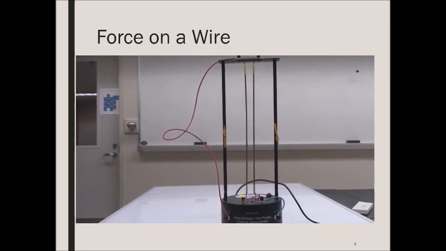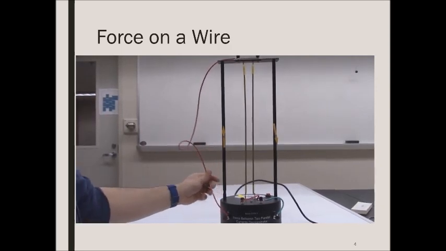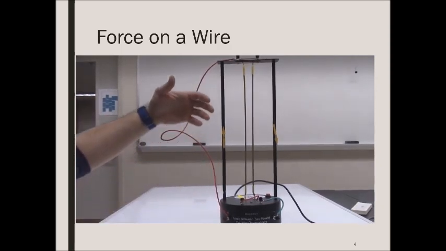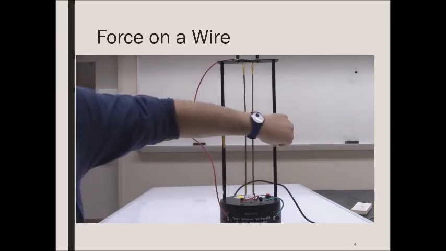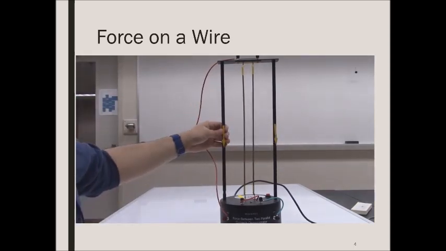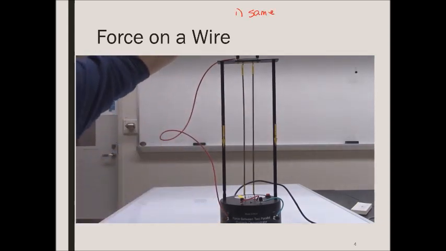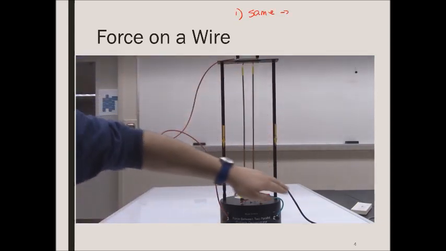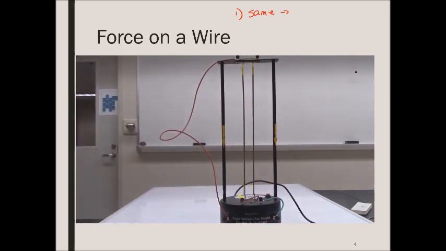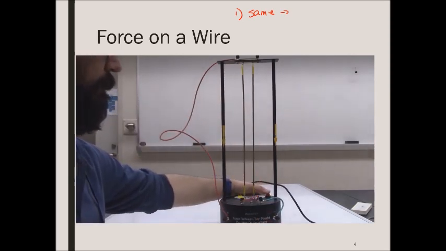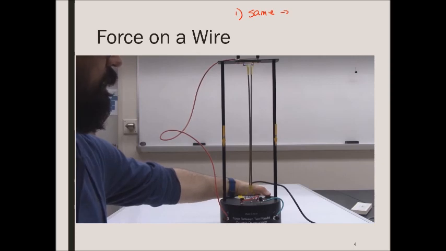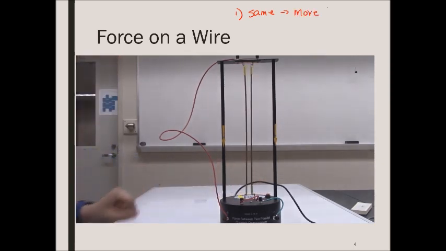For part 3, we're going to look at 2 parallel wires. And for the first one, we're going to look at the current running in the same direction. So current comes out of this wire, goes into both, comes down and goes into ground. So they're both going down. And we're going to hit this button. And we're going to notice they're brought together.